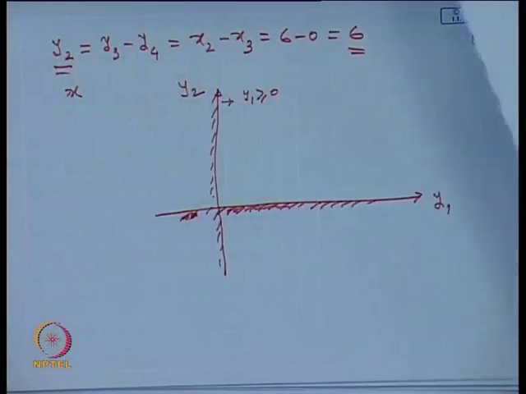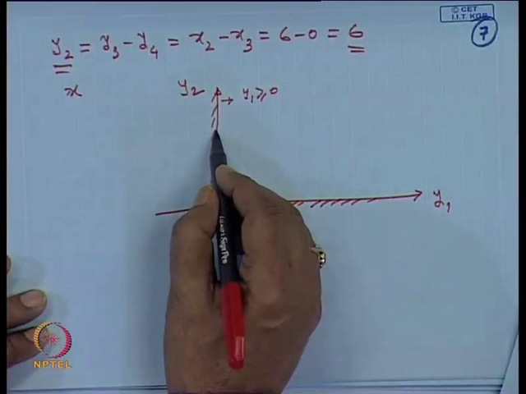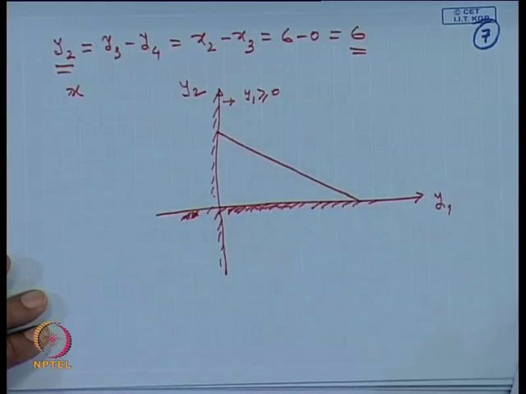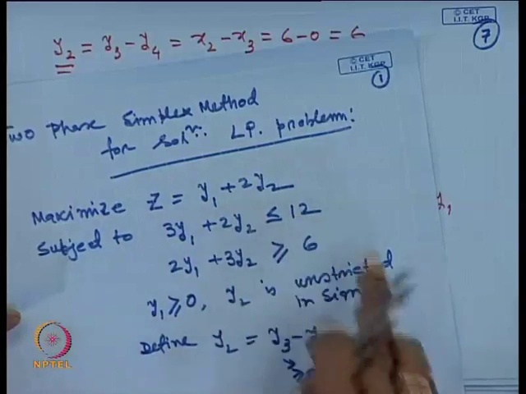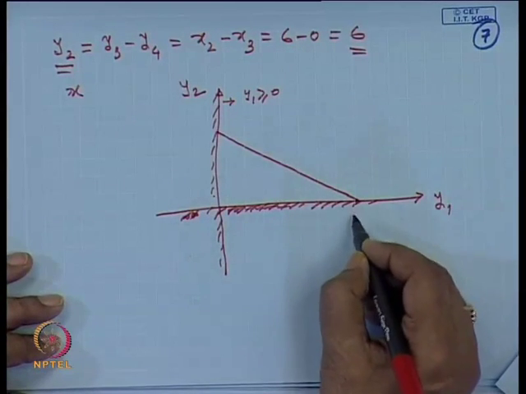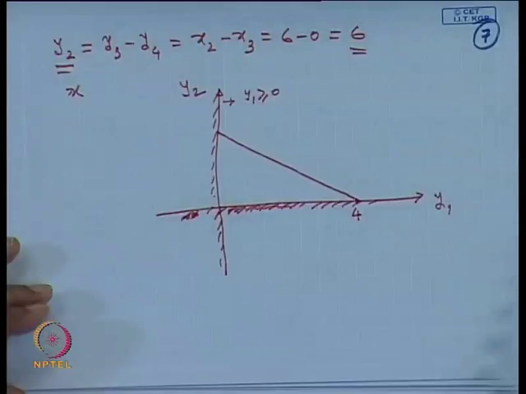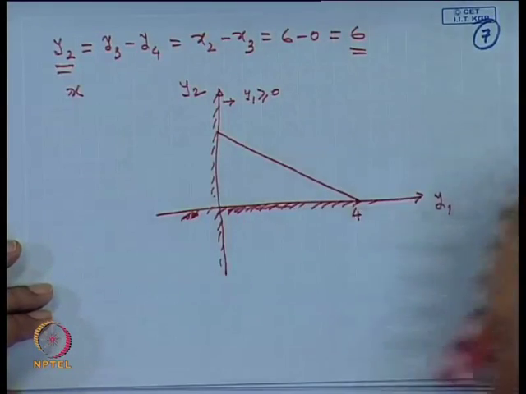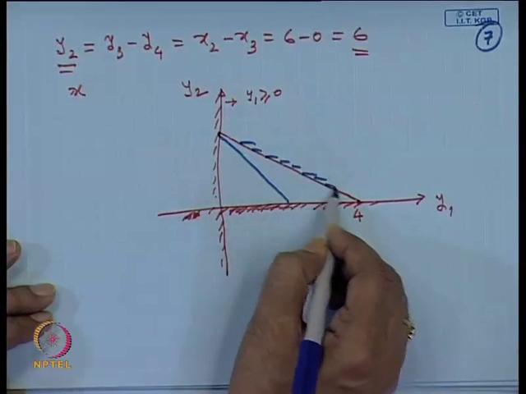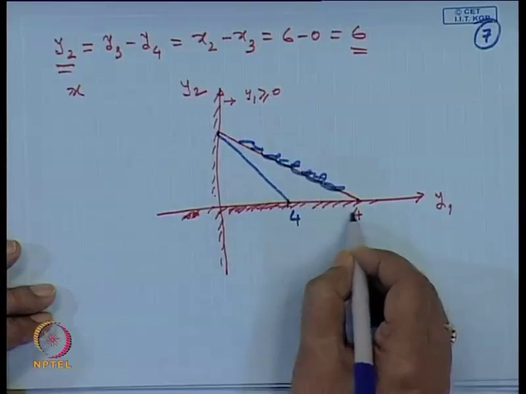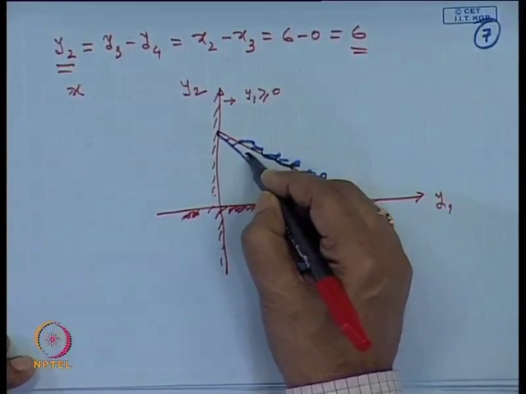So if you draw the equation number this and this and this, you will get something like this. So when y 2 is 0, we are getting y 1 is 4. Then when y 1 is 0, y 2 is 6, though it is not drawn to scale, forget about this one. This is a 4. So this is our, which side is this one?